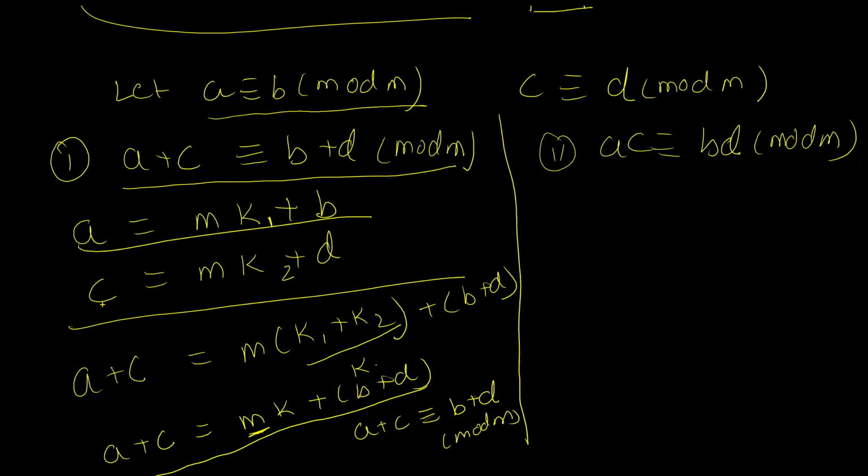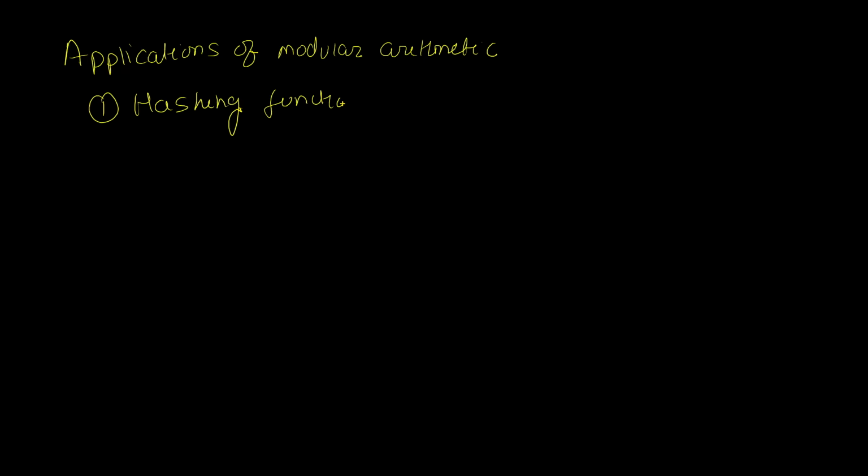Okay, so I invite you to now multiply these two equations and come up with a relationship that proves that AC is also congruent to BD under mod m. Next, we'll look into a couple of applications of modular arithmetic. And we're going to look at hashing functions first. And next, we'll have a quick look at pseudorandom numbers.